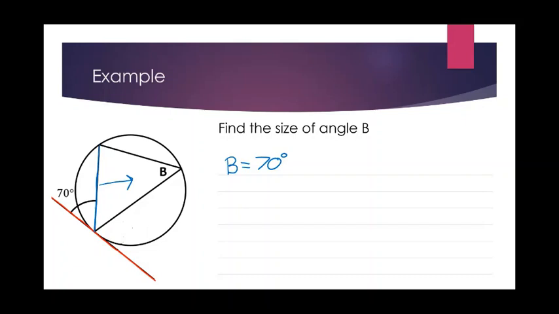So once you know what you're looking for, these questions are very easy to answer, okay? But the reason this is one of the more difficult ones is because it's quite hard to actually realize which angle you're looking for, okay? But hopefully if you label up your triangles nice and simply, the tangent and the chord, it makes it much easier to find the right angle, okay?